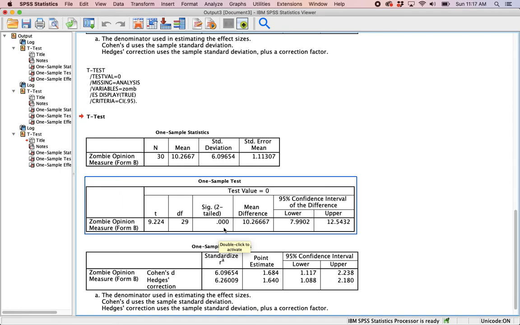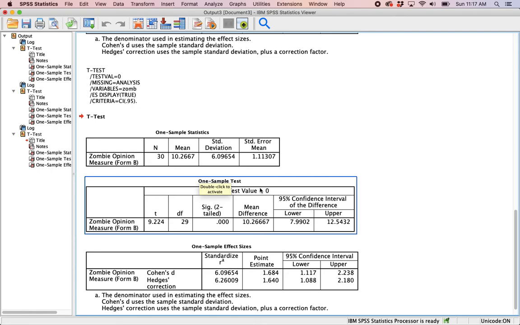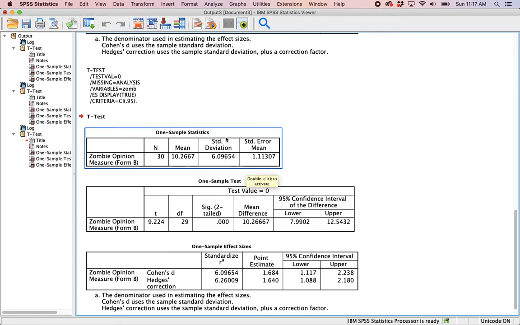Okay, so I get this sometimes from students who are like, well, the probability is 0. No, impossible. There's no such thing as a 0 probability. There's always some probability associated with some random event. It just means that that probability, in this case, is so small that SPSS had to chop off the digits. So that's all we're seeing there. But this is, and then you can of course see how big that effect is. But this is just because we specified the wrong test value. We specified the wrong value for the population mean.